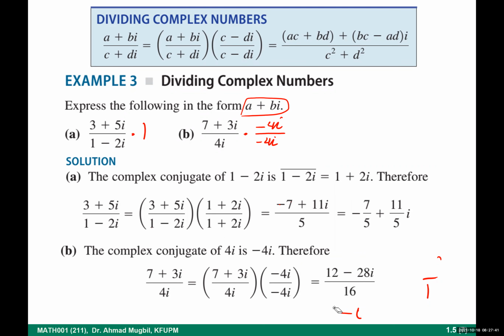And of course, in the numerator, you can multiply. It will be 7 by negative 4i, which gives negative 28i. And negative 4i by 3i is i squared, so it will be 12. Now simplify. It is not in the standard form. 12 over 16 minus 28 over 16 i. This is how to be written in the standard form.